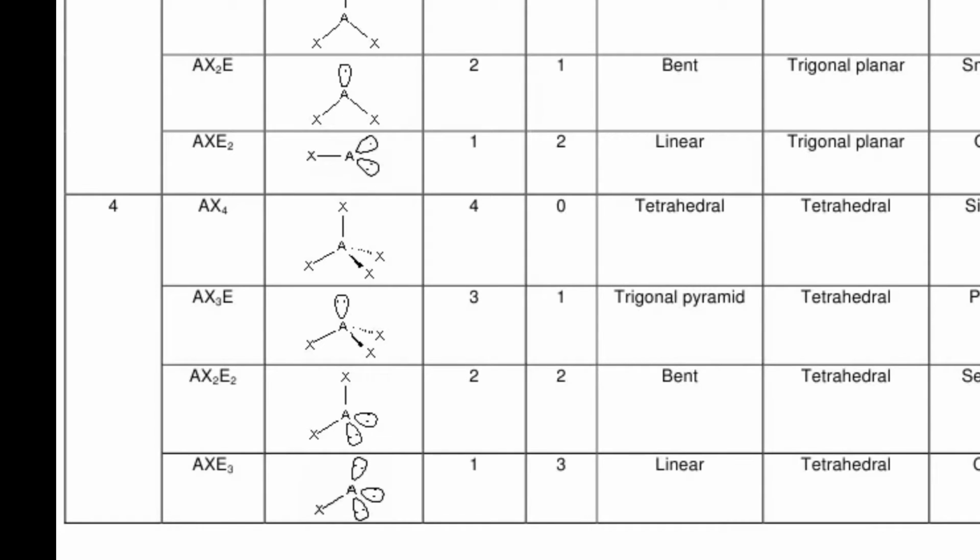The more domains you have, the more shapes you could form depending on what element you're binding and all that stuff. Like with the fourth domain, you have tetrahedral, trigonal pyramidal, bent, and linear. And I believe you have up to 6 domains.